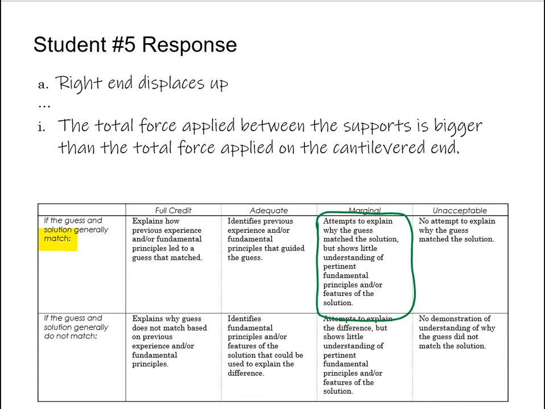If the student attempts to explain why their guess did or did not match but uses invalid logic, that also receives a marginal rating since it demonstrates faulty understanding.